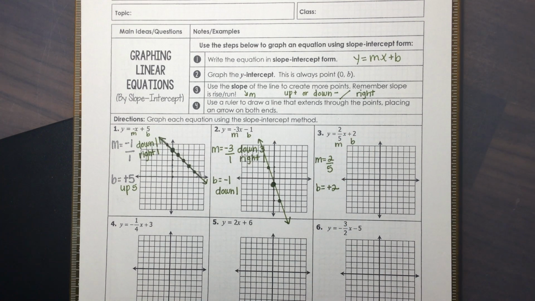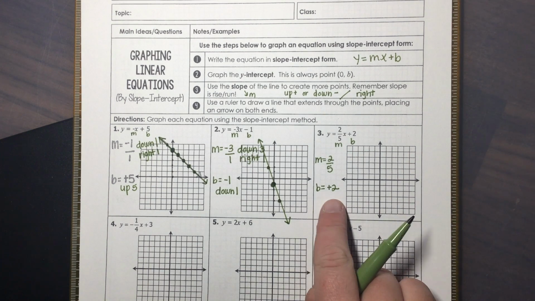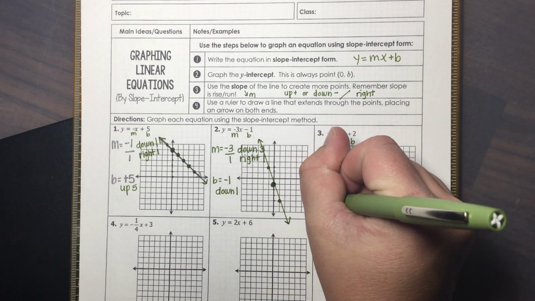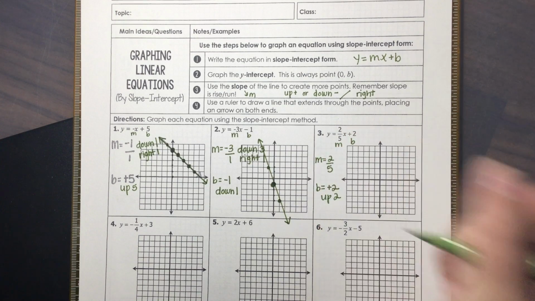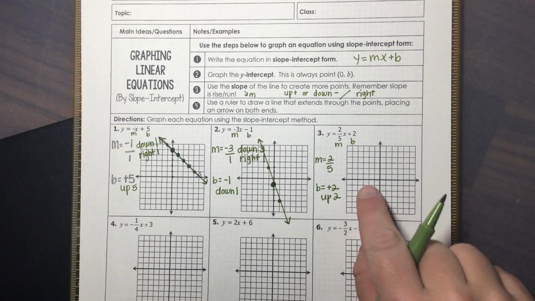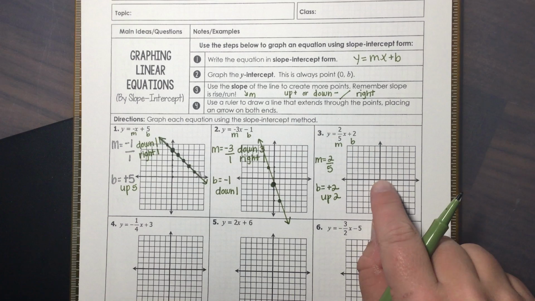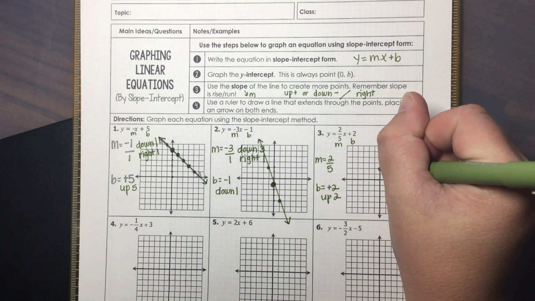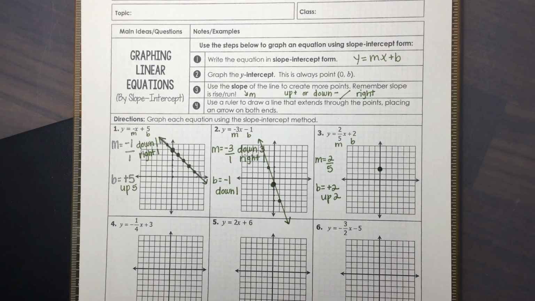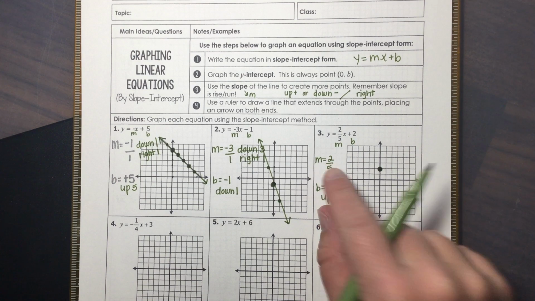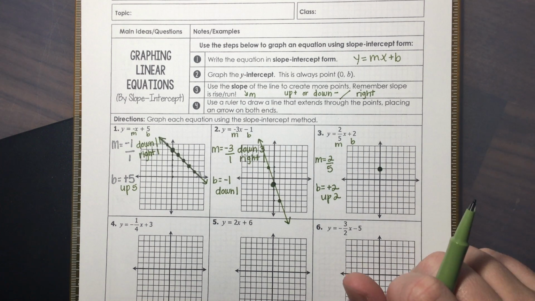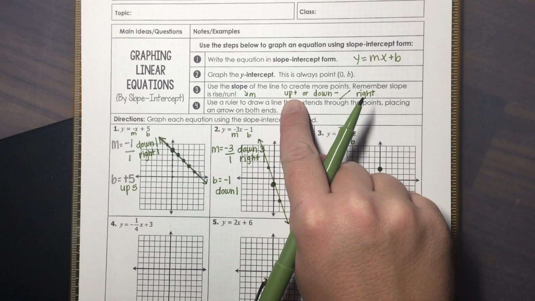So I've got to break down what this information means. So if I have positive, that means I'm going to go up, and my number is 2. So for my y-intercept, I start at 0, 0, and I go up 1, 2. And I draw my y-intercept there. Okay. Now I've got to work with my slope. So on top, I have a regular 2. There's no negative there, so that means it's going to be positive.